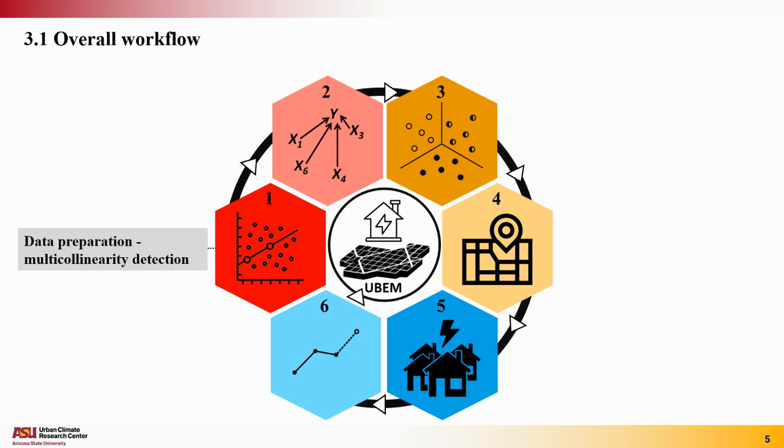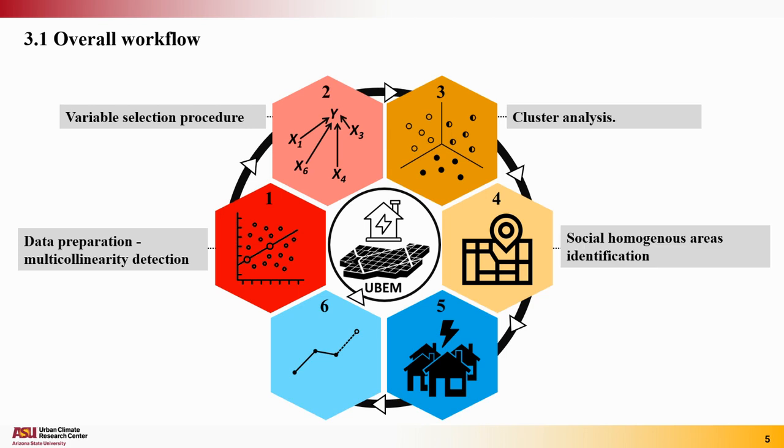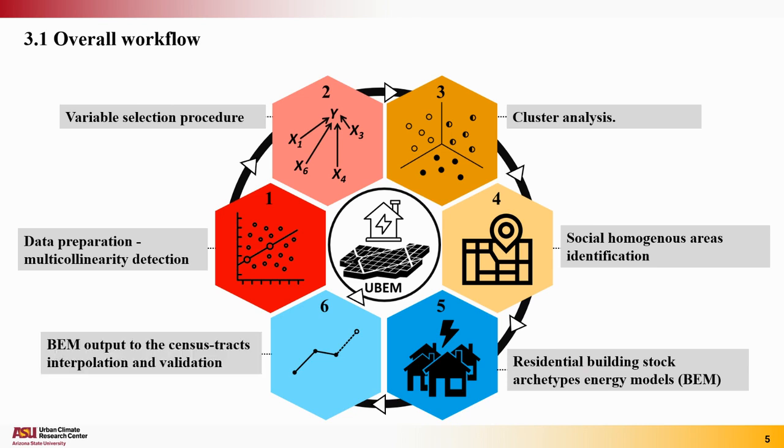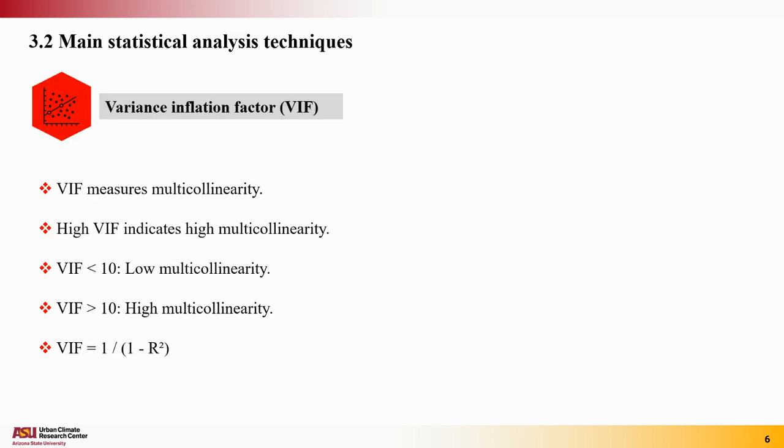So the first step is to focus on data preparation, with a focus on detection of multicollinearity. After that, we made a variable selection procedure. Then we did a cluster analysis. With those clusters, we identified socially homogeneous areas. With that, we adapted the building energy model archetypes to this context. With the simulation we obtained from those models, we interpolate and extrapolate for the whole metropolitan area at the census tract level, and then we validate with our utility data.